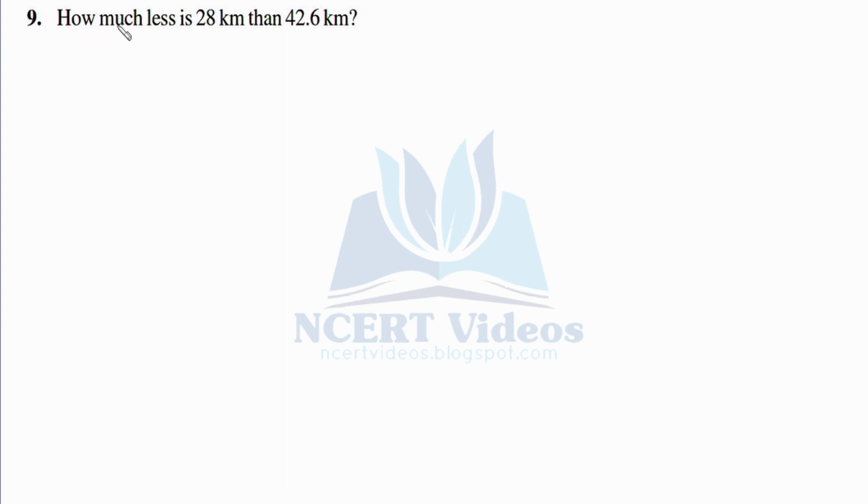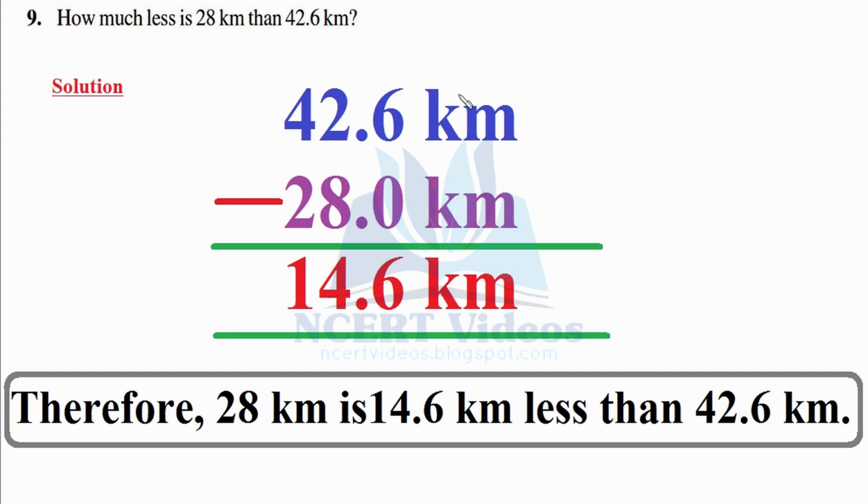9th, how much less is 28 kilometer than 42.6 kilometer? 42.6 kilometer, write 28 kilometer with the smaller number below because difference has been asked. Kilometer as it is, 6 minus 0 is 6, point as it is. Now borrow, it becomes 12, minus 8 is 4. Since borrowed, it became 3. 3 minus 2 is 1. So 28 kilometer is 14.6 kilometer less as compared to 42.6 kilometer. So that was the last question, question number 9.